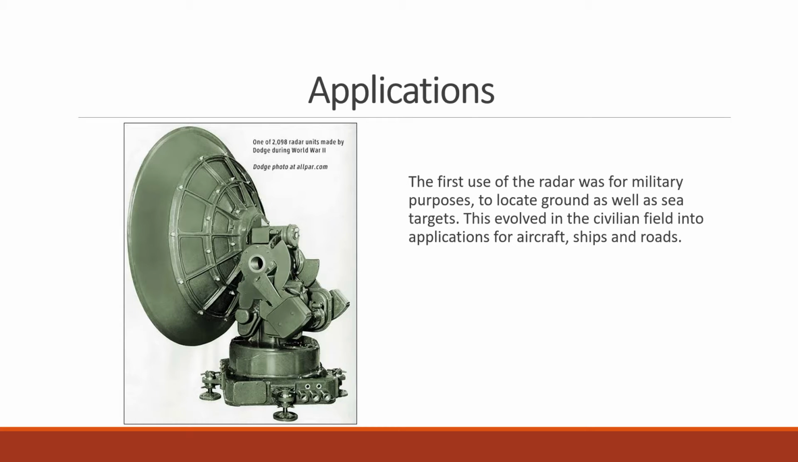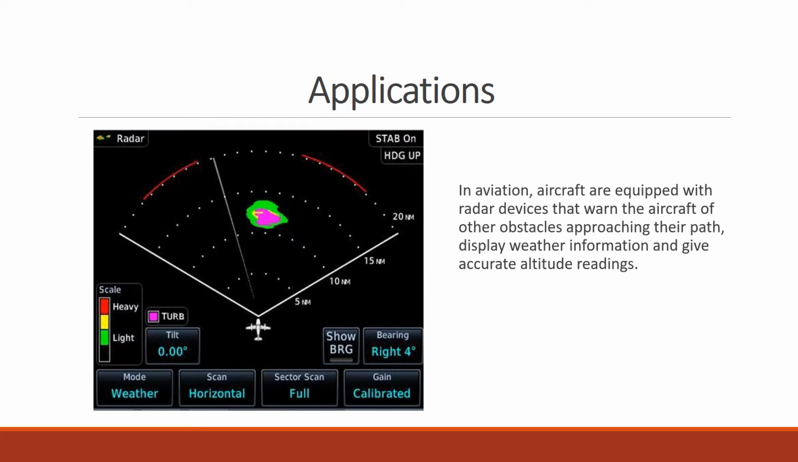Now let us look at some of the applications of the radio waves. The first use of the radar was for military purposes to locate ground as well as sea targets. This evolved in the civilian field into applications for aircraft, ships, and roads. In aviation, aircrafts are equipped with radar devices that warn the aircraft of other obstacles approaching their path, display weather information, and give accurate altitude readings.